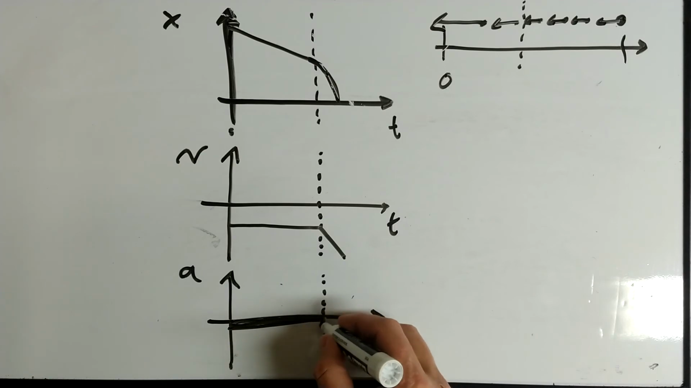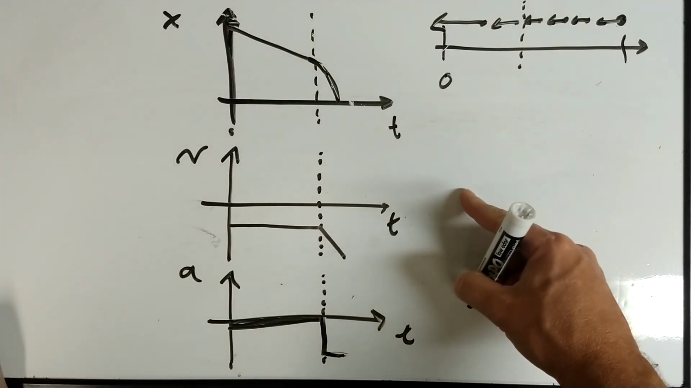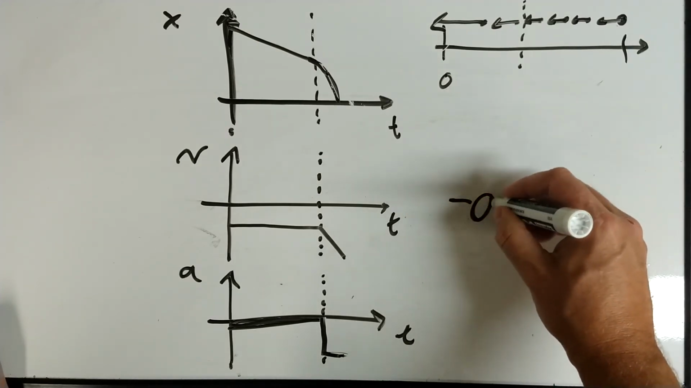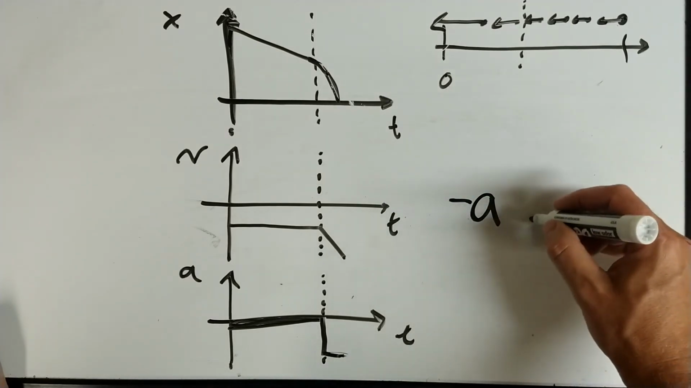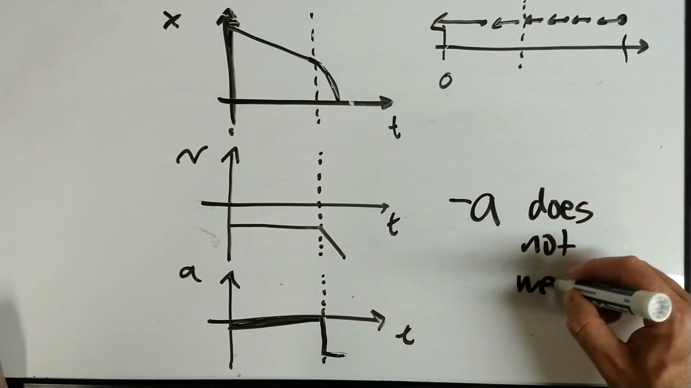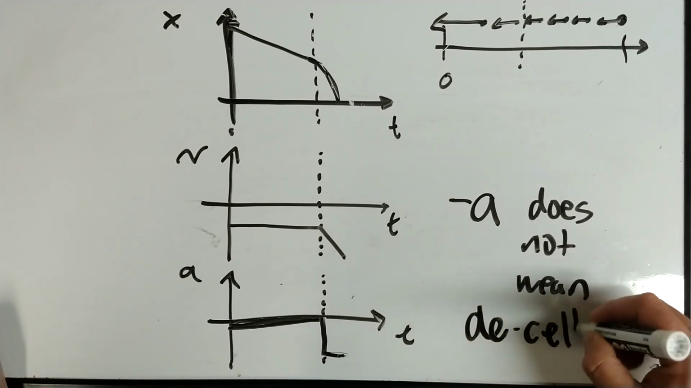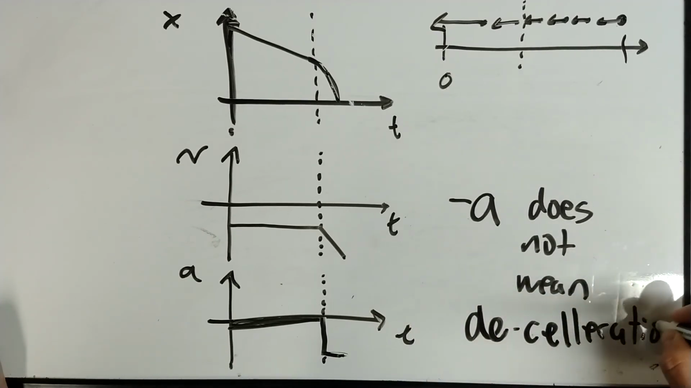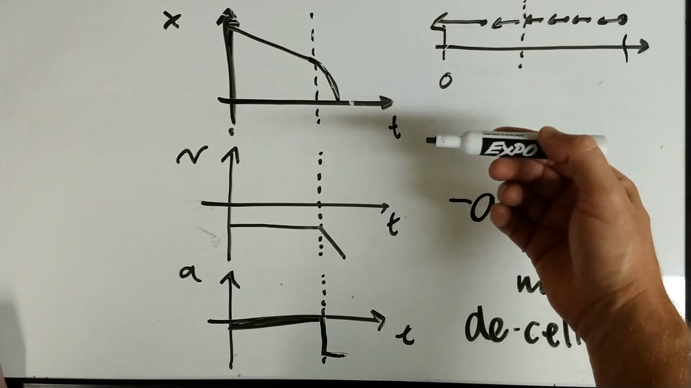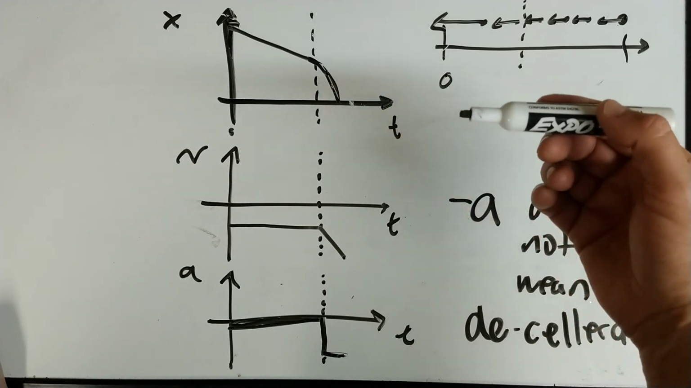Remember, negative acceleration does not mean it's slowing down. Negative a does not mean deceleration. Okay, it does not mean that. If something's moving in the negative direction and speeding up, its acceleration is negative.